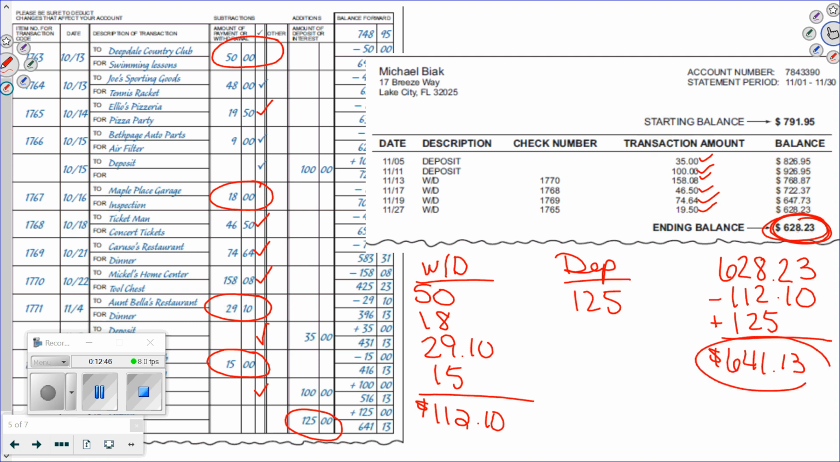641.13. Did my checkbook balance? Because look at your final number here. 641.13, 641.13. They should match. If they don't match, something isn't right, or it does not balance. If the question is just does it balance and they don't match, then no, it doesn't balance. But they should when you're done.